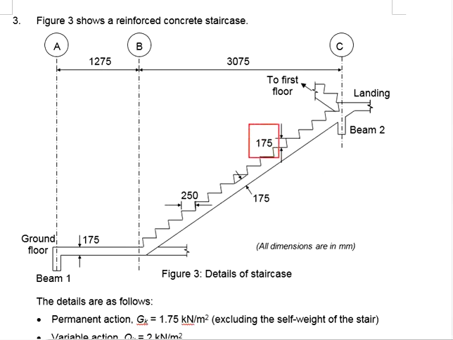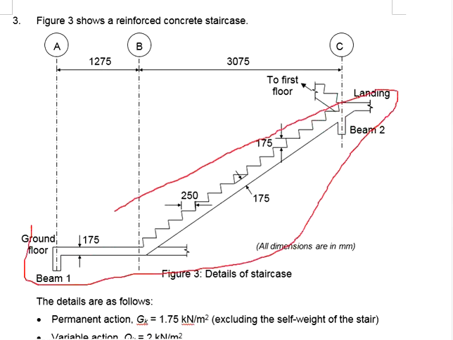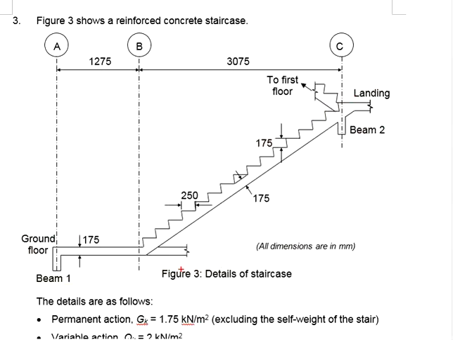The riser is given as 750. The going is 250. The thickness of the staircase is 175. The locations of the beams are indicated. We are designing half of the staircase, from the ground floor to the intermediate landing.